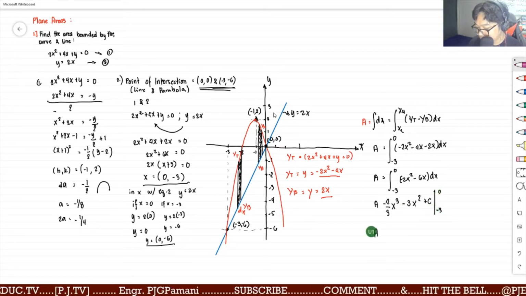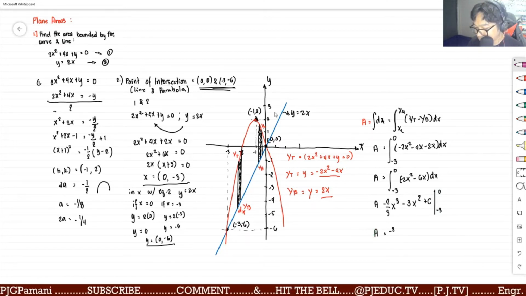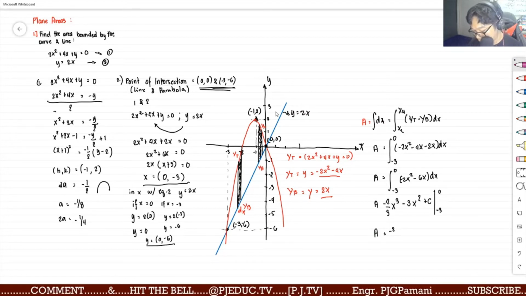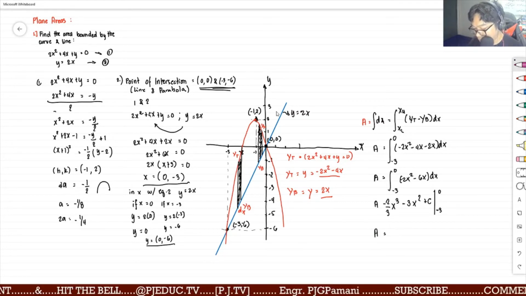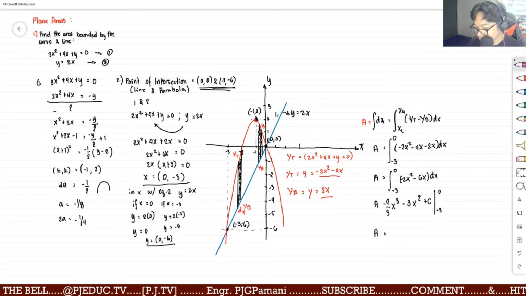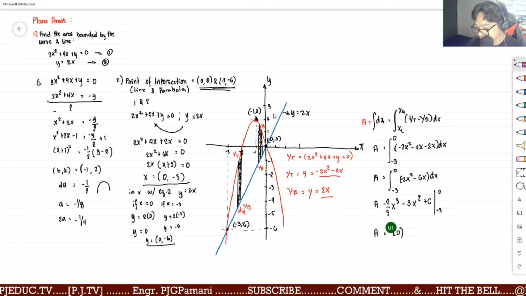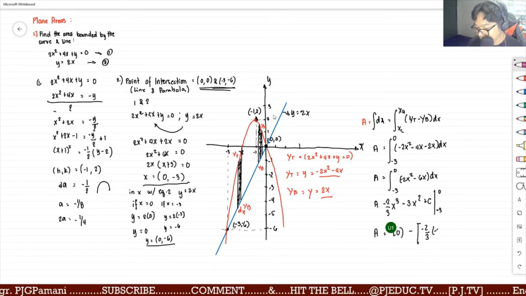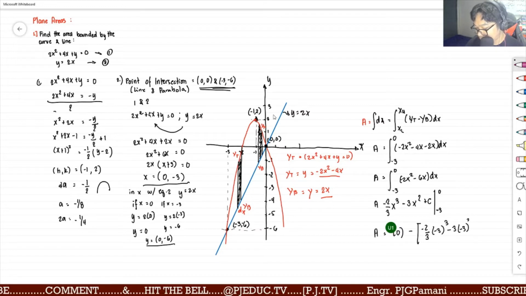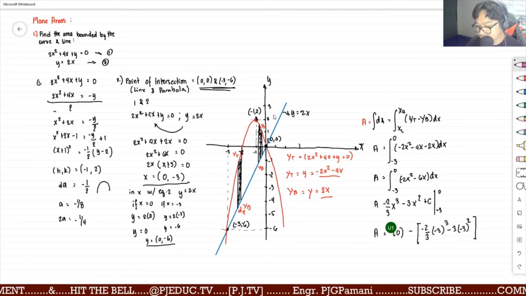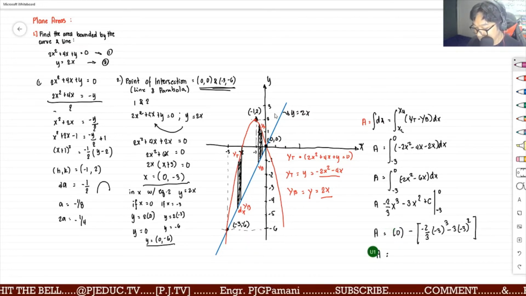Substitute lang natin si constant. Upper limit, negative 2/3 times x cube, or 0 cube. That is simply 0, right? Then negative 3 times 0 squared is also 0. So minus negative 2/3 of negative 3 cube minus 3 times negative 3 squared. That is simply equal now to negative 2/3.